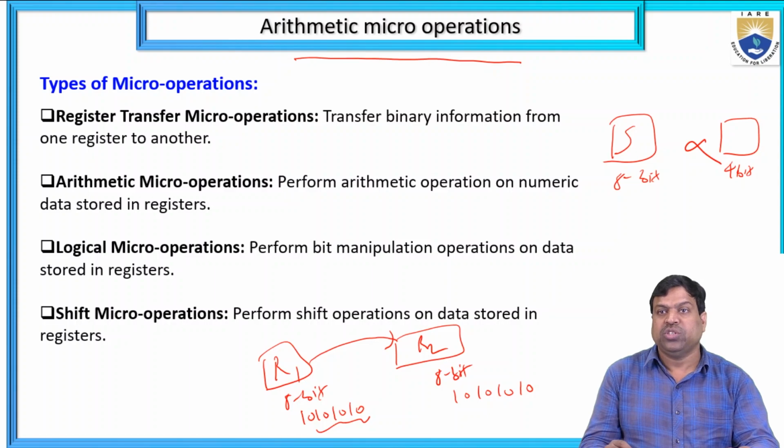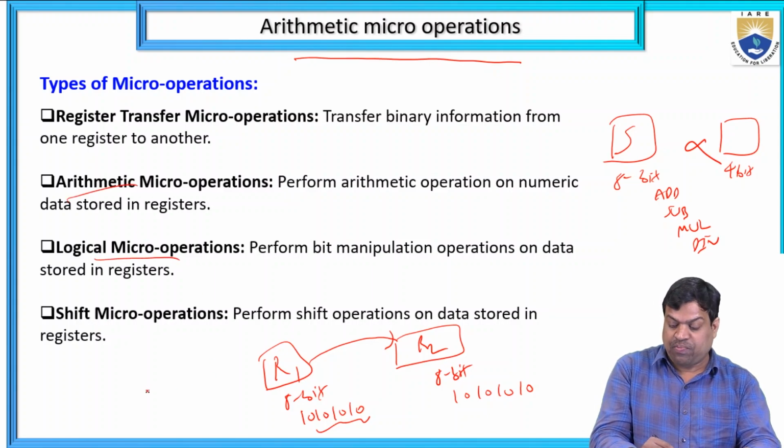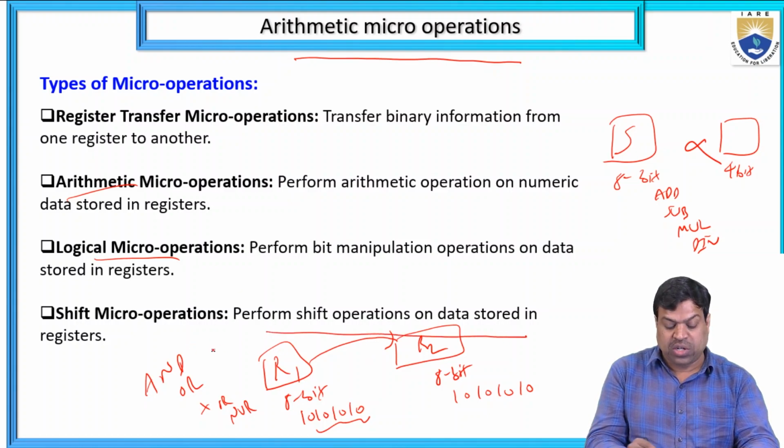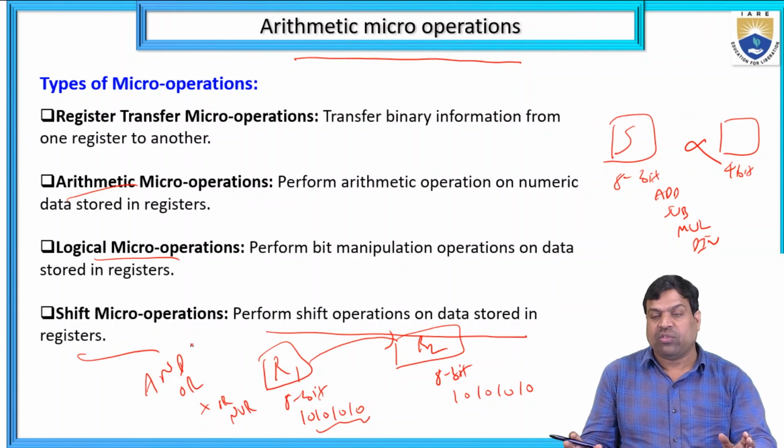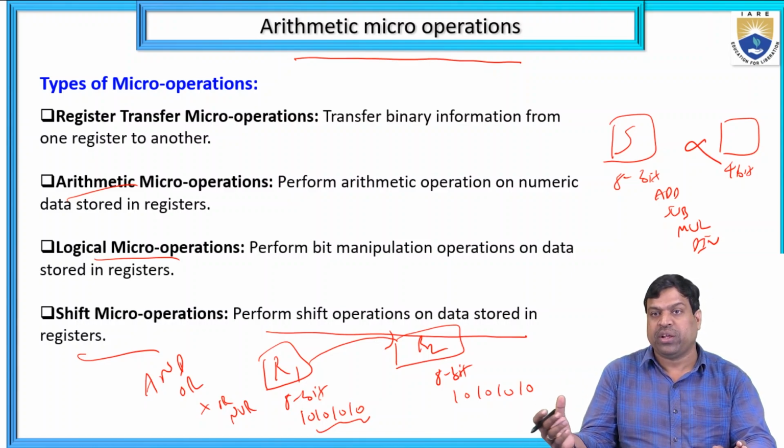And arithmetic micro operations mean addition, subtraction, multiplication, division, shift, like this. Logical means AND, OR, XOR, NOR, like this. And shift operations perform shift operations for data stored in registers. So in the memory, some data will be there. Data in one type of memory is transferred to another type of memory. That is a shift micro operation.